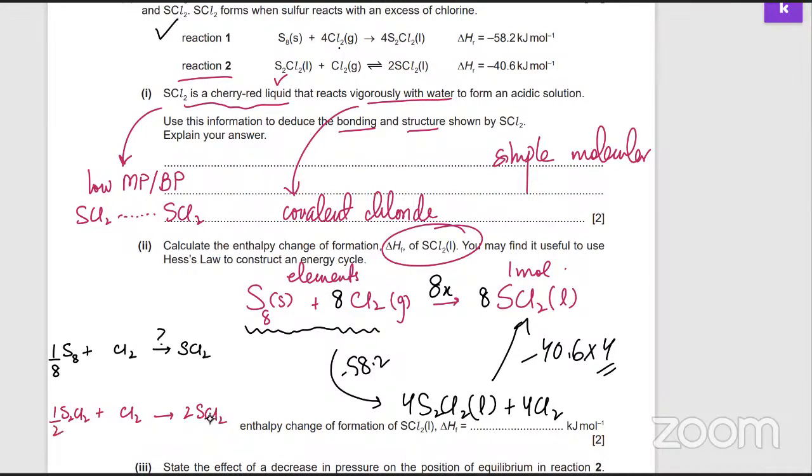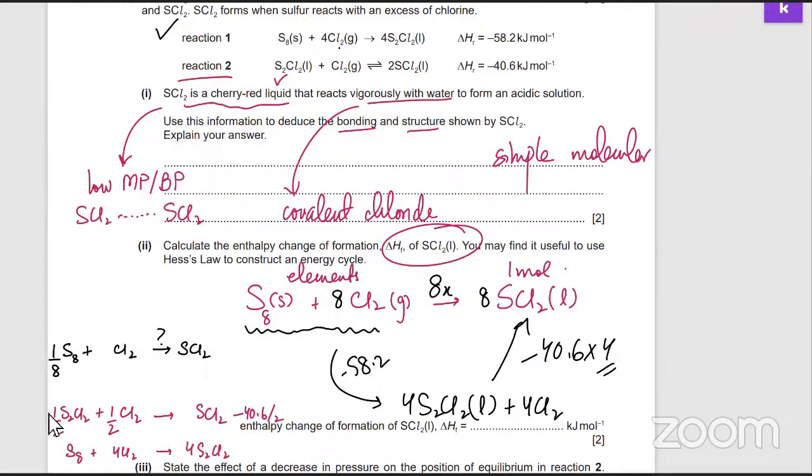I'll halve it. And the 2 here will go away, okay? The enthalpy change of this reaction would also be halved. Minus 40.6 divided by 2, okay? Then I'm going to take the other reaction. So I'm going to write reaction number 1, which is S8 plus 4Cl2, and it forms 4S2Cl2.